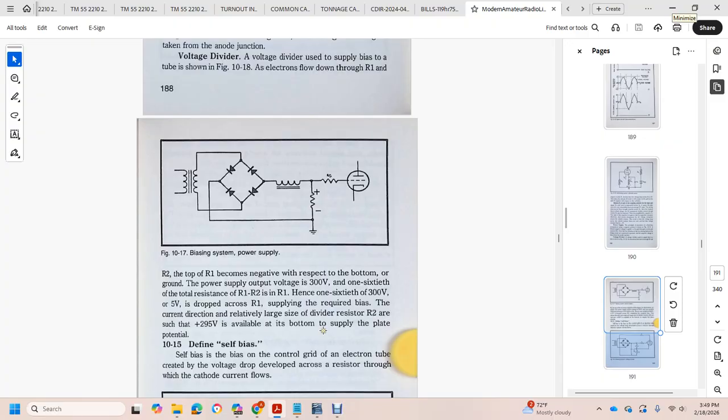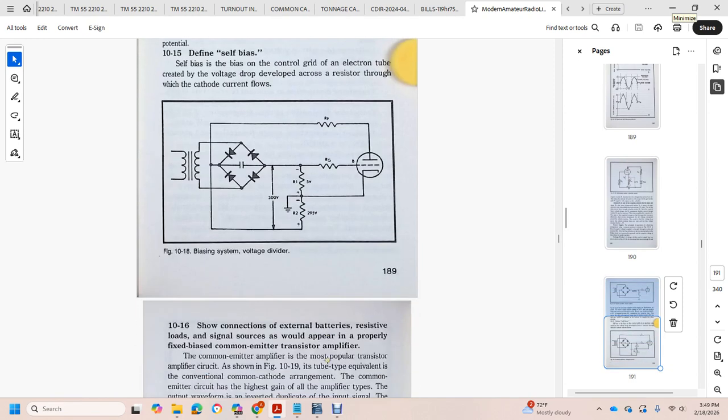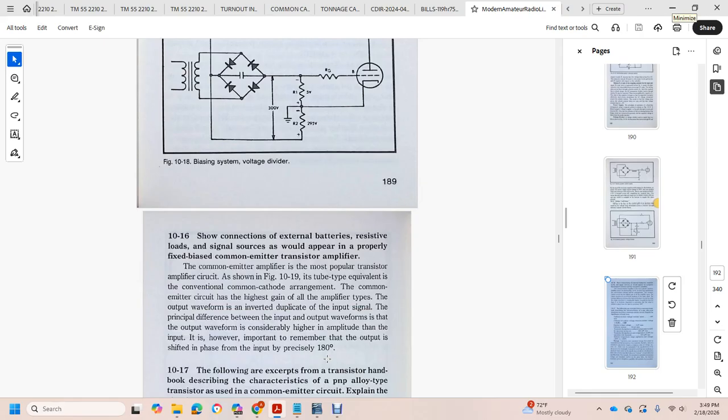Figure 10-15 defines self-bias. Self-bias is the bias of the control grid of an electron tube developed by the voltage drop across the resistor in the cathode return flow. Figure 10-16 shows the connection of external batteries representing the resistive load with a single source, which would appear as properly fixed bias in a common emitter transistor amplifier. The common emitter amplifier is the most popular transistor amplifier circuit, shown in figure 10-19. The tube type equivalent is the conventional common cathode arrangement. The common emitter circuit has the highest gain of the amplifier types. The output waveform is inverted, a duplicate of the input signal. The principal difference between the input and output waveforms is that the output waveform is of considerably higher amplitude than the input.